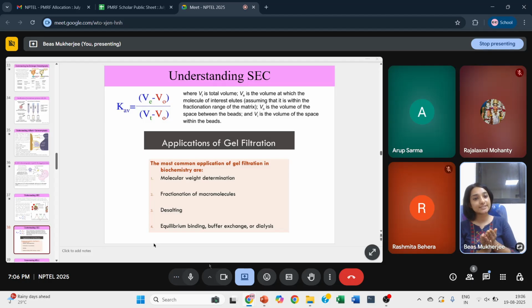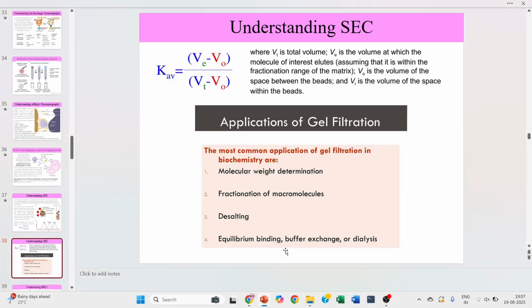So if you use all of these values, you can calculate the partition coefficient. Now, applications of size exclusion or gel filtration chromatography: it is very effective in determining the molecular weight of a particular protein. It is useful for getting the different fractions of a protein. You can even learn if a particular protein exists in different conformations. For example, if one conformation has a different size, it will elute first, and there will be an overlapping peak, and another conformation with a different size and folding will elute at a different time. Buffer exchange is also done using size exclusion chromatography.